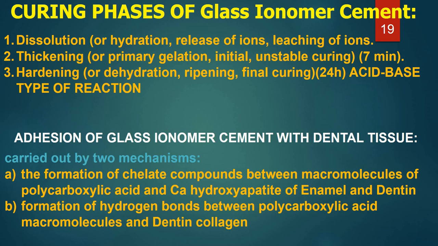Adhesion of glass ionomer cement with dental tissues is carried out by two mechanisms. The first mechanism is the formation of chelate compounds between macromolecules of polycarboxylic acid and calcium hydroxyapatite of enamel and dentin. And the second mechanism is the formation of hydrogen bonds between polycarboxylic acid macromolecules and dentin collagen.